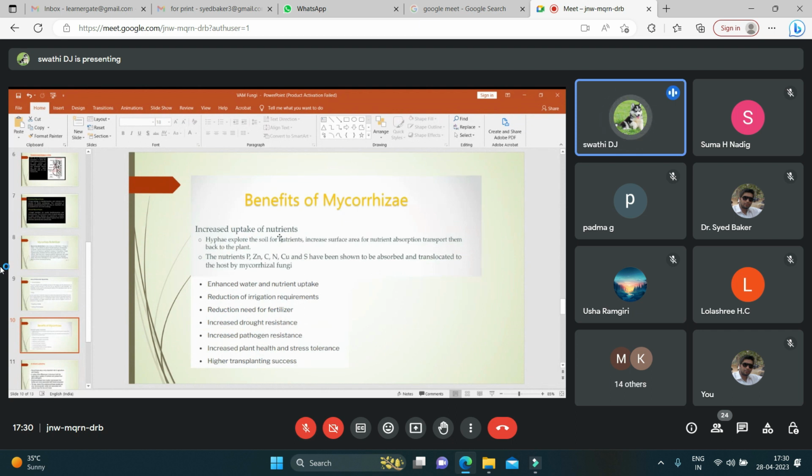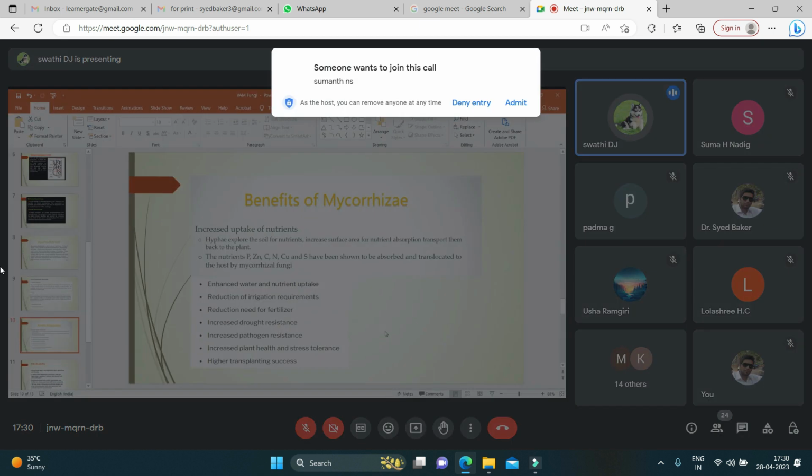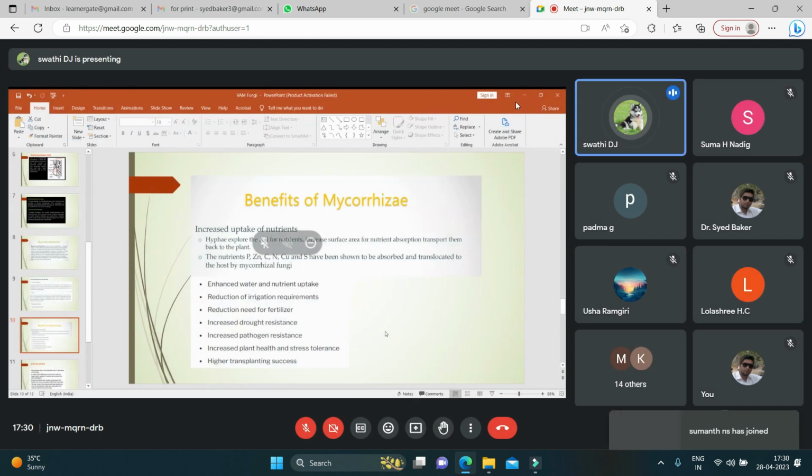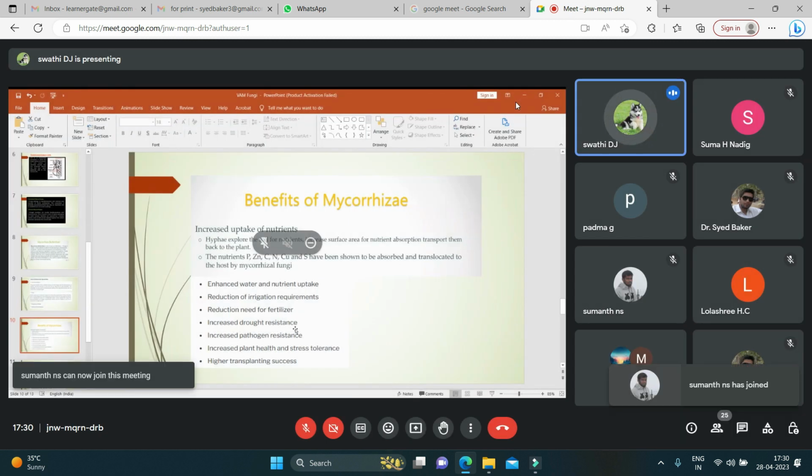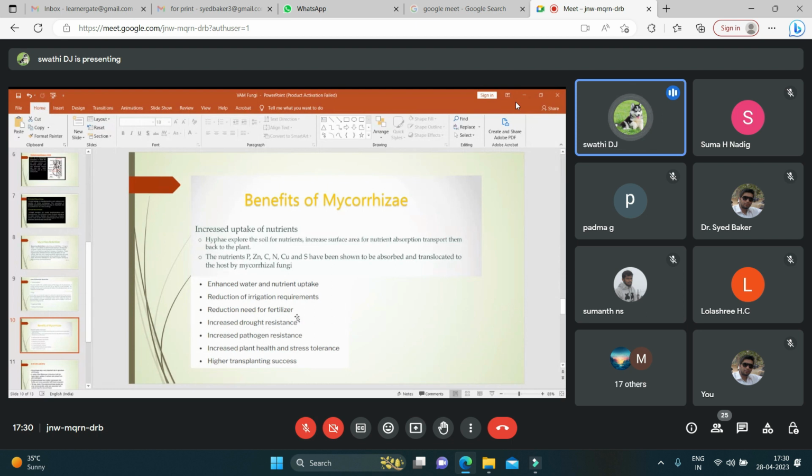Benefits of mycorrhizae. Increased uptake of nutrients. Hyphae explore the soil for nutrients, increase surface area for nutrient absorption, and transport them back to the plant. And also there will be reduction of irrigation requirements, enhanced water and nutrient uptake, reduced need for fertilizer, increased drought resistance, increased pathogen resistance, increased plant health and stress tolerance, and also higher transplanting success.